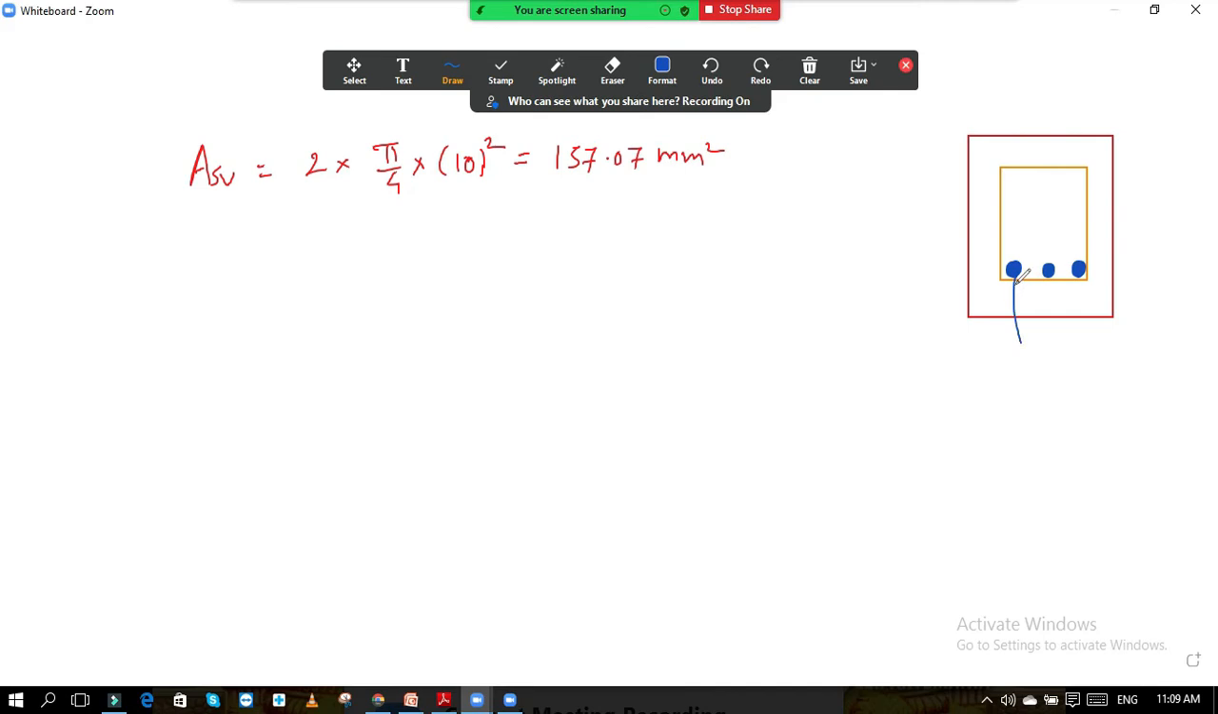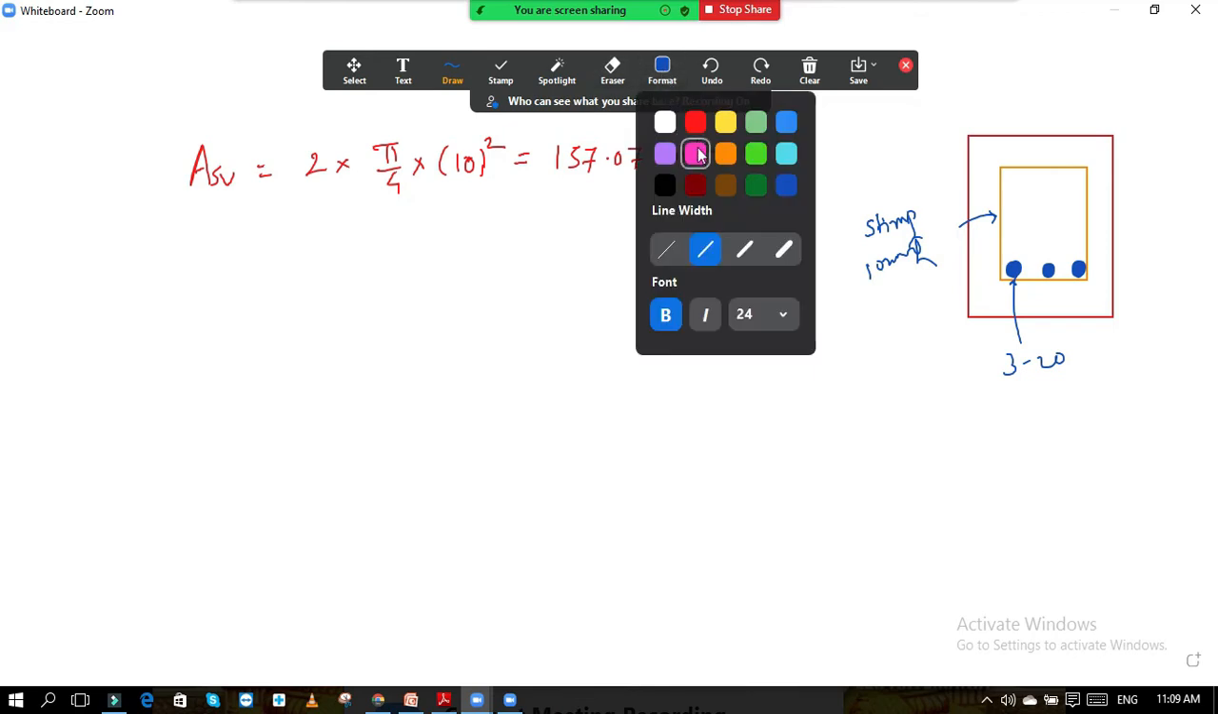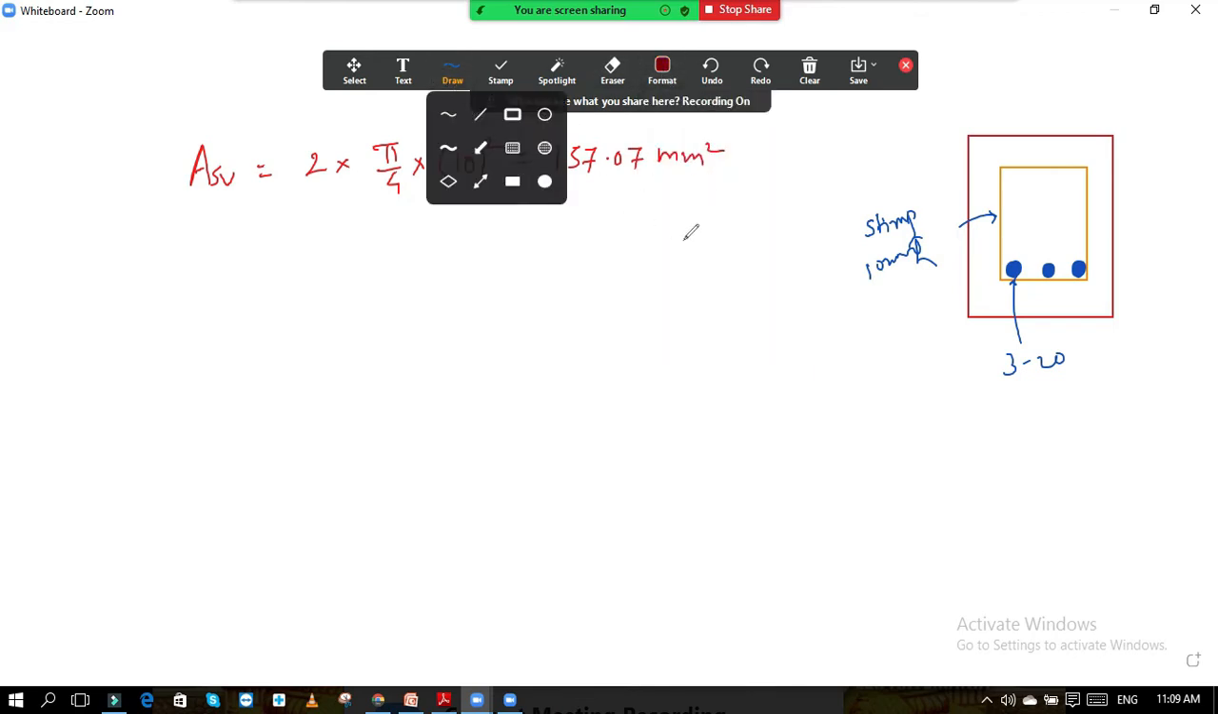These are our 3 bars of 20 mm. And this is our stirrup. This is our stirrup of 10 mm diameter. Okay. But to hold this stirrup and this bar, we require to provide the bars at the top also.